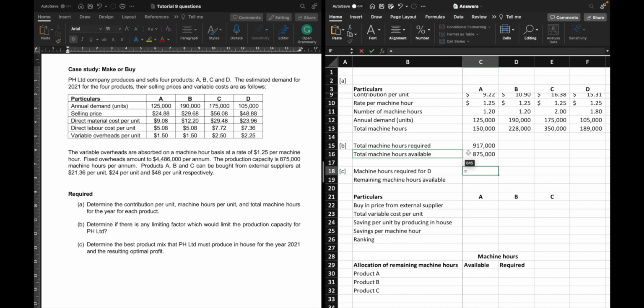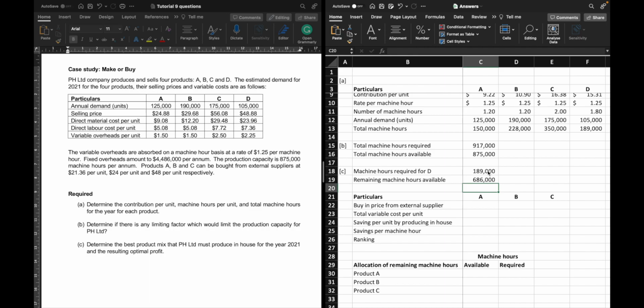So of the 875,000 machine hours available with PH Limited, 189,000 machine hours will be allocated to produce product D. So after giving 189,000 machine hours to produce product D, the company would be left with 686,000 machine hours. And now we have to determine how do we allocate these machine hours to products A, B and C.